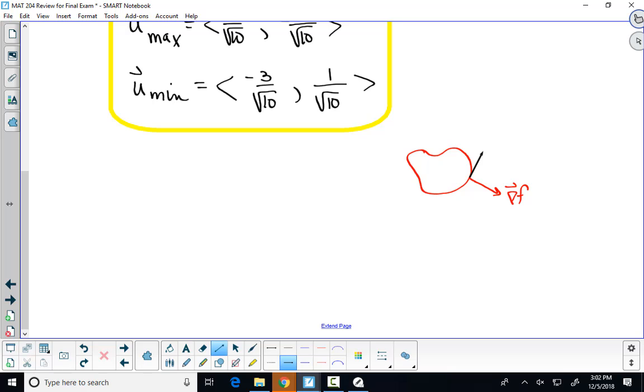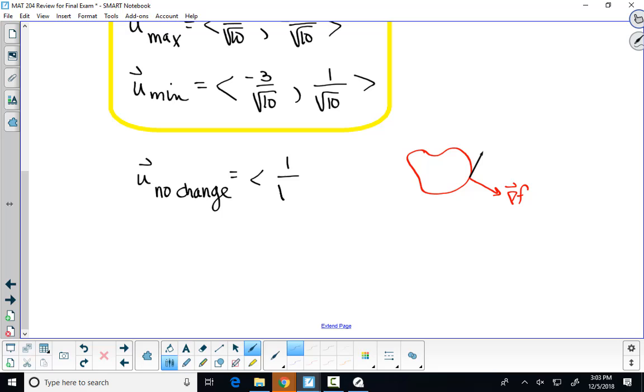Oh, I get it. So to make the dot product 0. Yes, exactly. So we want to make the dot product 0, so for the unit vector u in the no change direction, we swap them and change one sign. And there's two answers here, right? Yeah. You could swap them and change the x or swap them and change the y, it doesn't matter. So that is a unit vector pointing in the direction of no change.